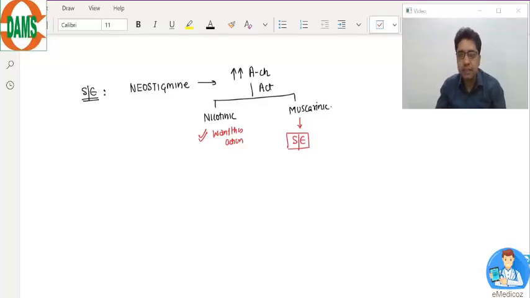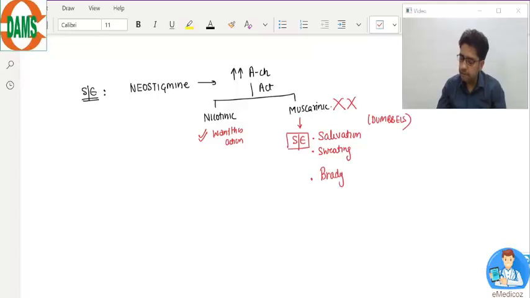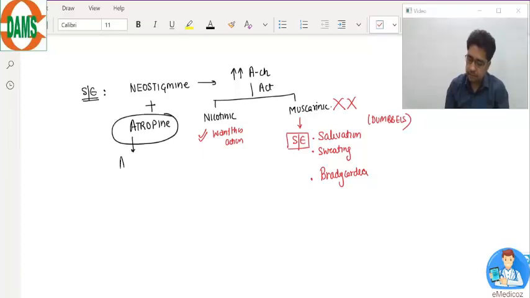So because of muscarinic action, it will lead to salivation, sweating, okay? So just write the word dumbbells, and bradycardia. Don't you think because of bradycardia, a person may die suddenly? Hence, with neostigmine, we always give one drug, that is atropine. Because atropine is an anti-muscarinic drug.